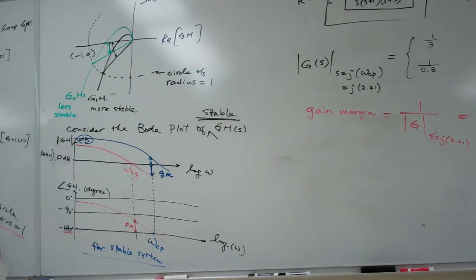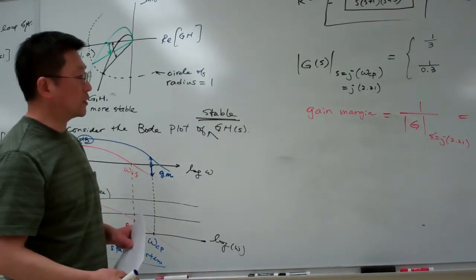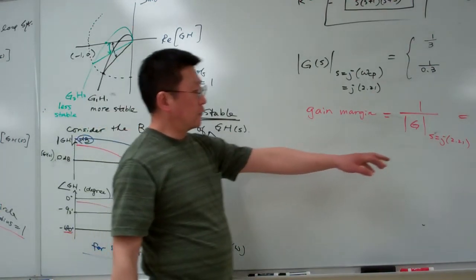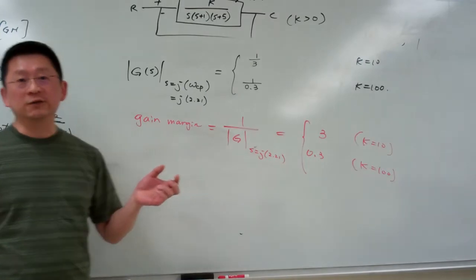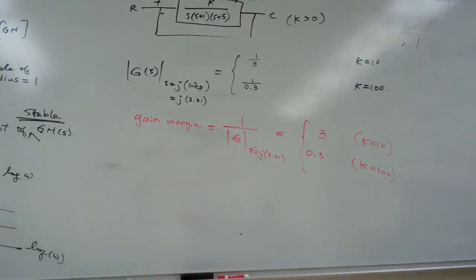Again, from the phase margin, you can also tell, for the scenario K equal to 100, that corresponds to a negative phase margin. That is an unstable system.